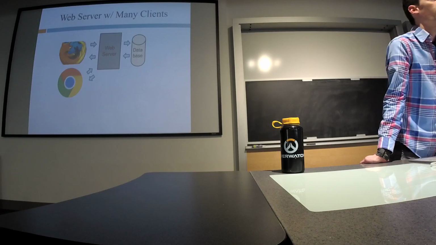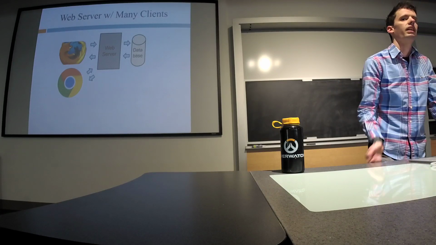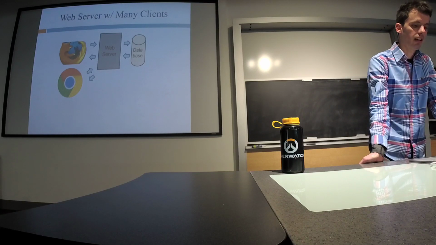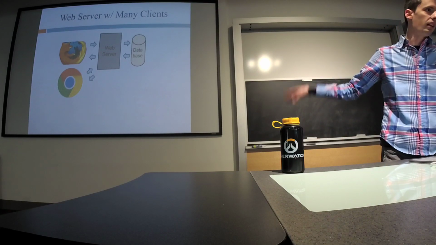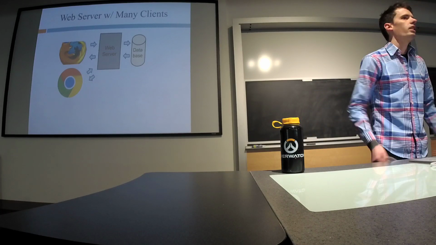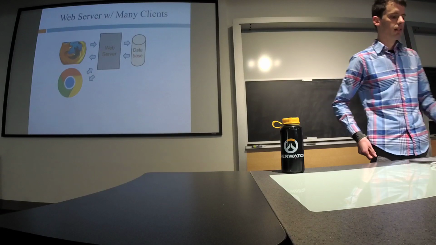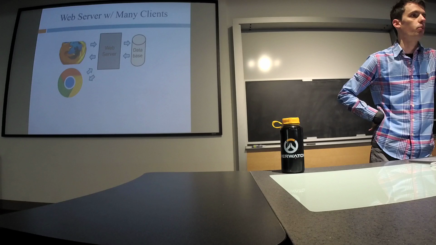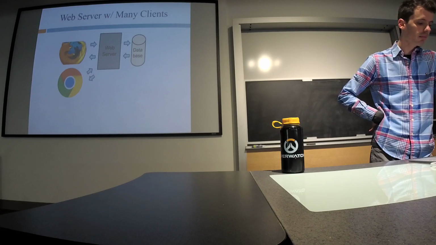Multiple Chromes, whatever. There are a lot of people accessing Canvas at any given time with different browsers. So it looks more like this, and there wouldn't be just two. There would be lots and lots of browsers connected to the web server. And then the web server still really only has, at least in this diagram, one connection to one database server.